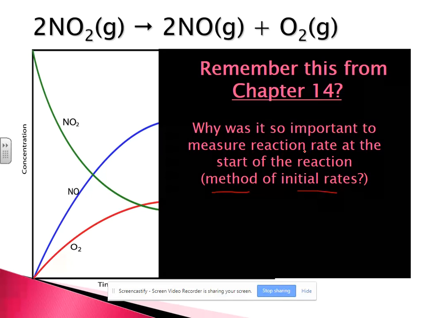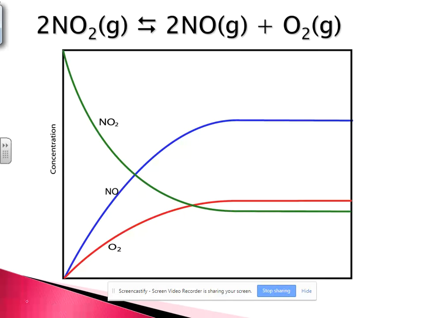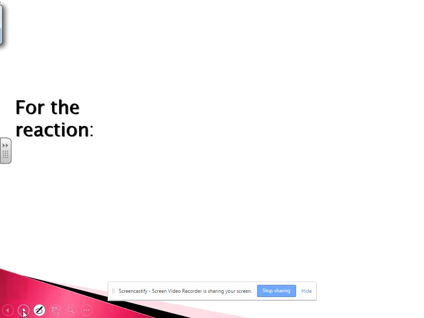So why was it so important to measure the reaction rate at the very start of the reaction? Well, if we uncover the part that was just blacked out, you see that these all level out over time. So as we just said, eventually the concentration of the products and reactants no longer change. So they level out, or they have reached chemical equilibrium. That's when the rate of the forward and the rate of the reverse reaction are equal.